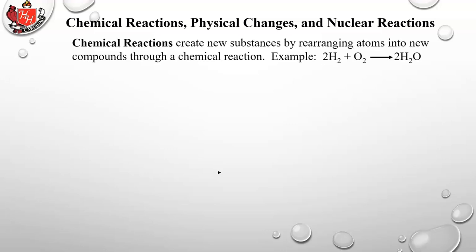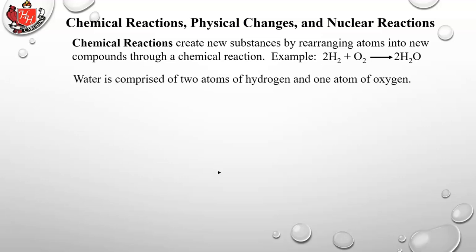Okay. Chemical reactions create new substances by rearranging atoms into new compounds. So here's a simple example to create water. 2 hydrogen molecules plus 1 oxygen molecule will produce 2 water molecules. Water is comprised of 2 atoms of hydrogen and 1 atom of oxygen.